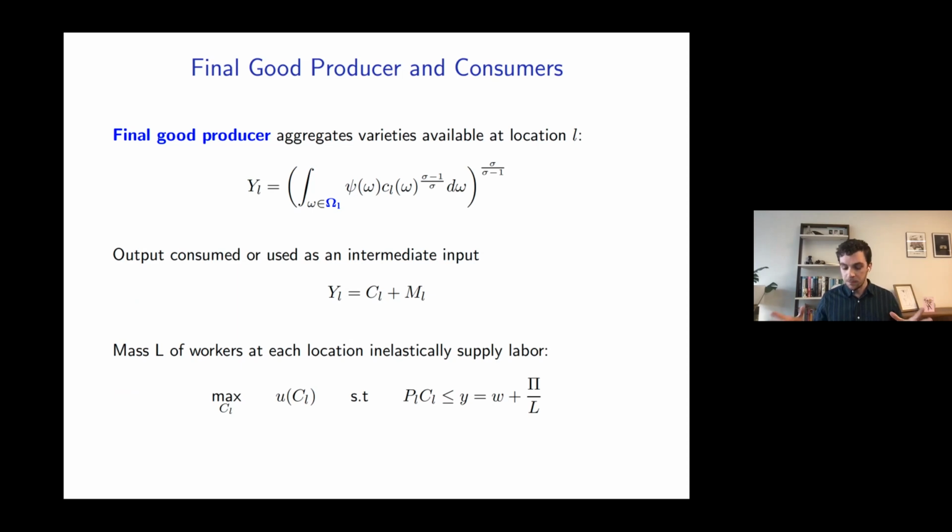And then at each point on the circle, there's going to be a mass L of workers who are going to inelastically supply labor. So they're maximizing utility subject to their budget constraints. Basically they earn labor income plus their share of the profits, which in equilibrium are going to end up being zero because of free entry.